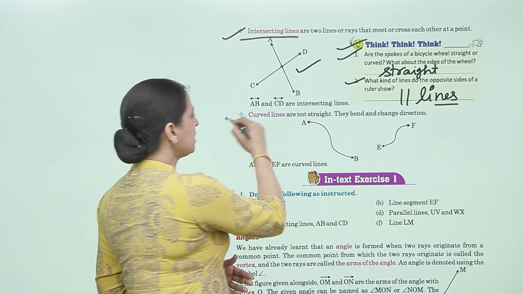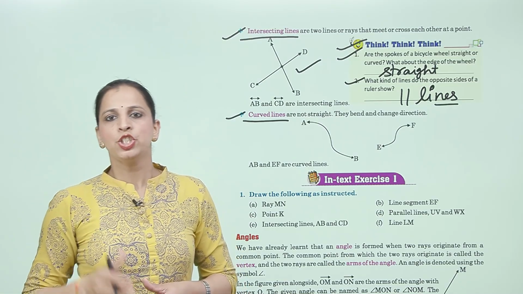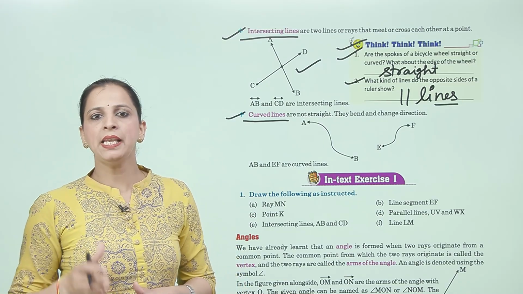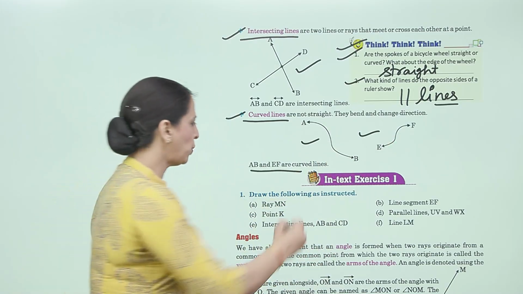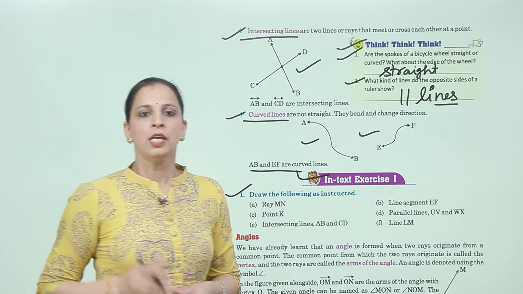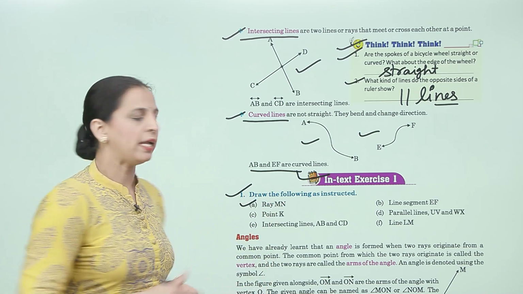Now, next is curved lines. Curved lines are not straight. They bend and change direction. AB and EF are curved lines. Now, in Exercise 1, question number 1, draw the following as instructed. Now, A, ray MN.